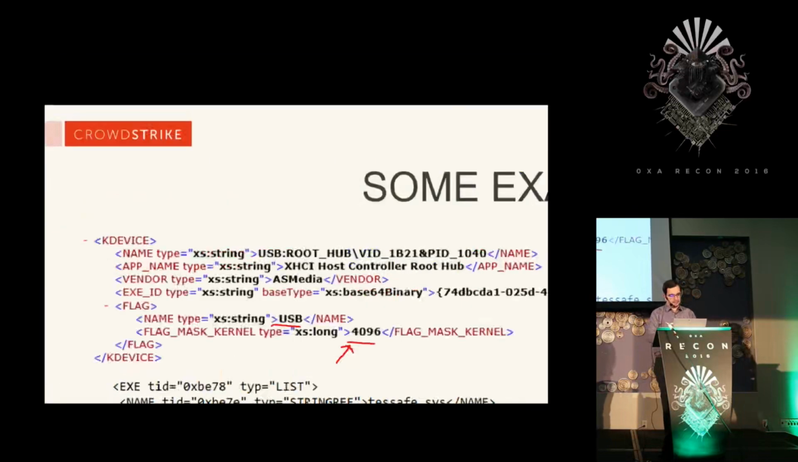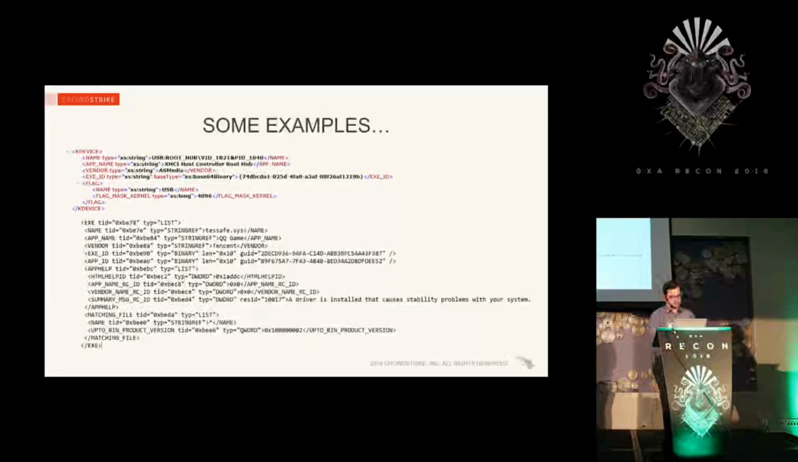An example of a driver shim is at the bottom, and this is basically saying that TesSafe.sys, a QQ game from Tencent. I love it when games load kernel drivers. Makes me feel really safe. This pops up a message that says, a driver is installed that causes stability problems with your system. No surprise. And then it basically has the product version associated with that. So that's an example of an app help shim that basically says, yeah, we're not going to let you load this driver.